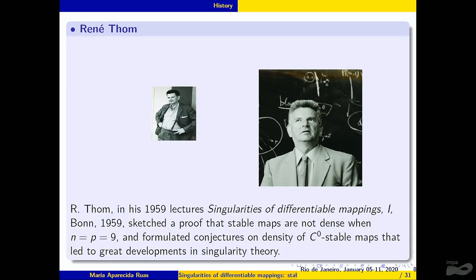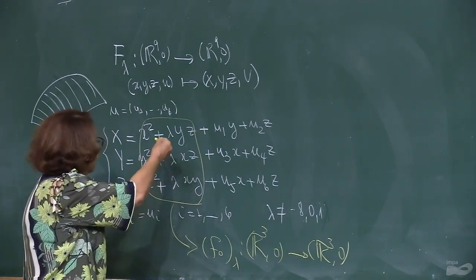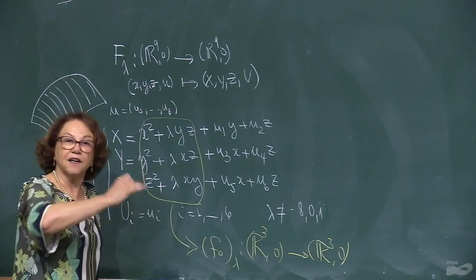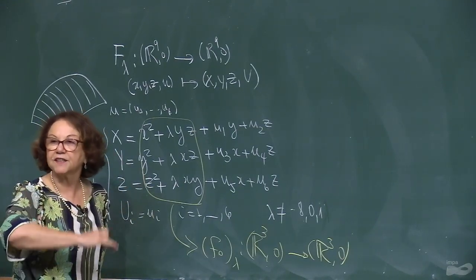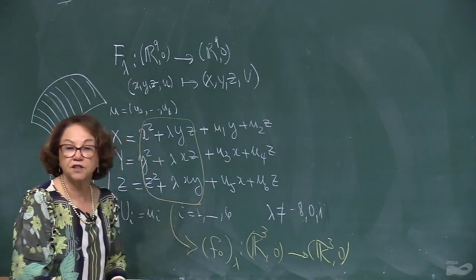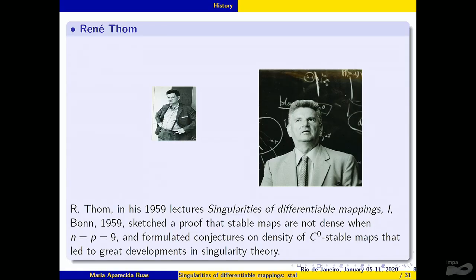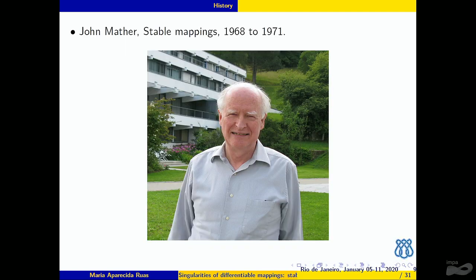which is a net of conics, of quadrics. It's a net of quadrics. So we have three quadrics and three variables, right? So, and this family of nets of quadrics are not linearly, neither analytically trivial. So for lambda different from lambda prime, they are not equivalent, right? So, it was Mather, John Mather, that from 68 to 71 proved, completed most of the conjectures and theorems sketched by René Thom.